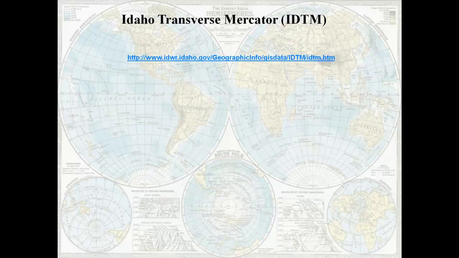Idaho has come up with yet another projection that they use for the data that are developed by the state of Idaho, and that's called the Idaho Transverse Mercator System. What that does is it says we're not going to deal with having multiple systems for our single state. We're not going to divide it. We're going to devise a single coordinate system that applies to all of our state. That's the Idaho Transverse Mercator System. There's a website where you can look at the details of what that projection involves and why they chose that right there.